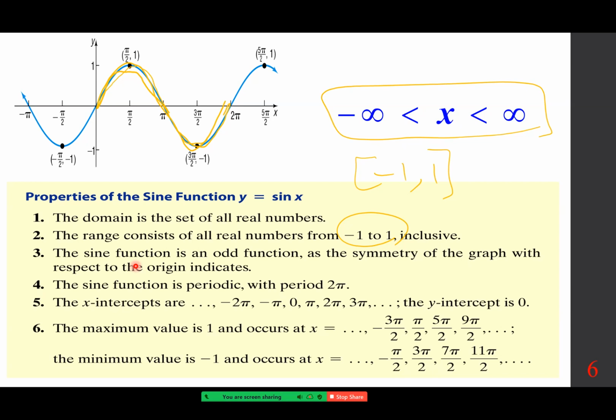As you can see, it's an odd function. So if you connect, for example, this point to the origin and continue the same distance, you end up on a point that belongs to the sine graph. If you pick any point and connect it to the origin and continue with the same distance, just for the sake of argument, if I pick this point, I go the same distance, where this distance is the same as this distance, there will be another point on the graph. That's the meaning of odd.